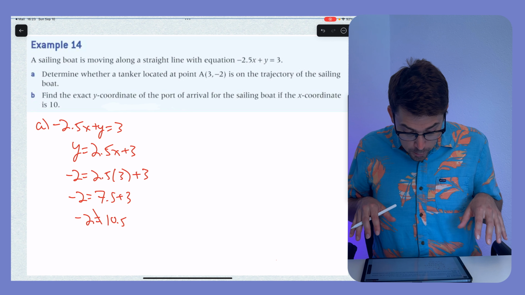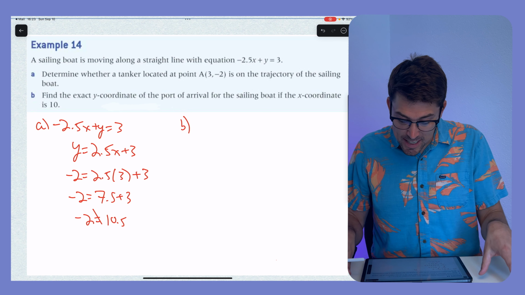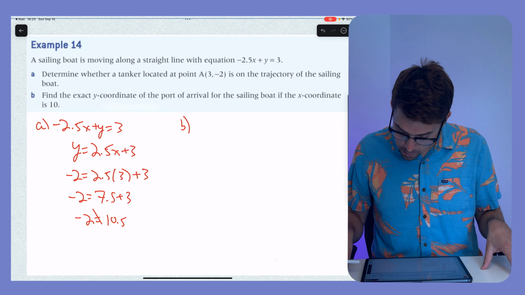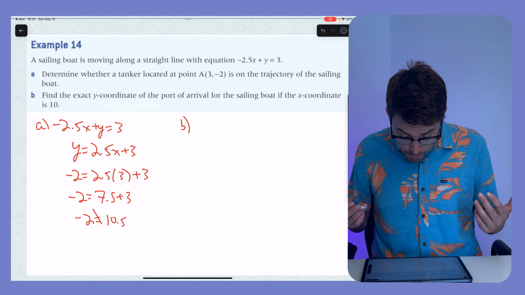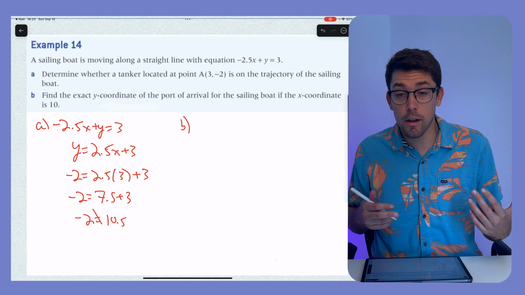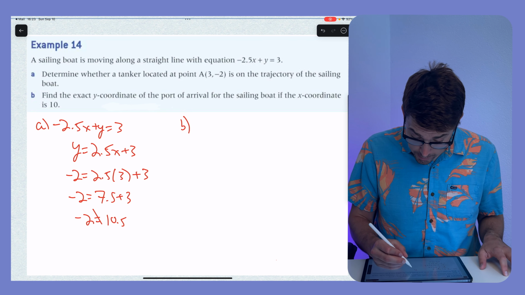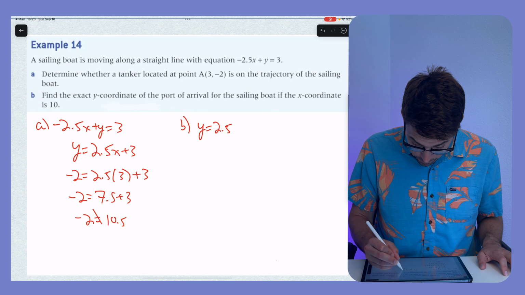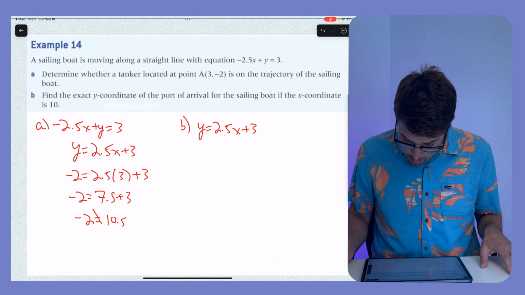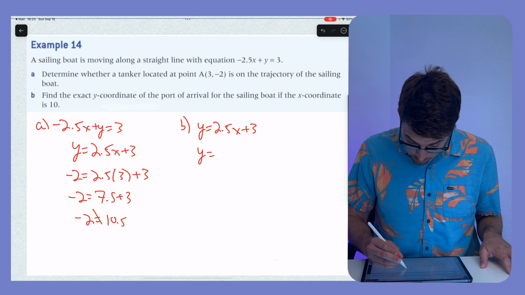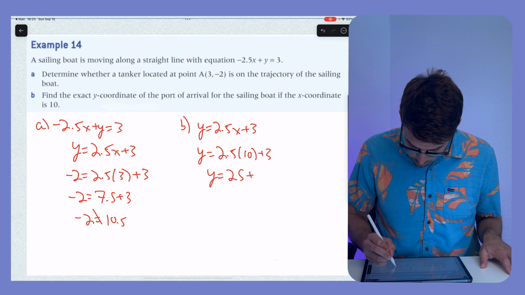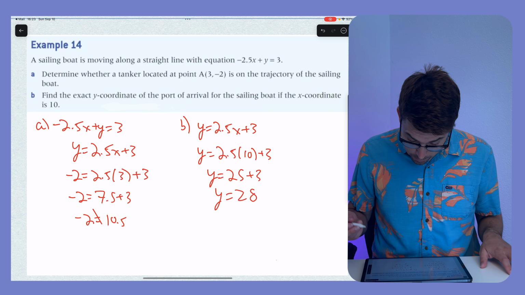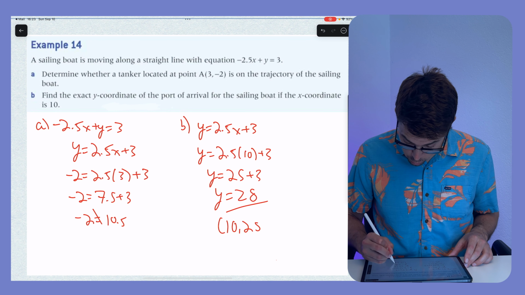We're good. So what part B is asking me for is to find the exact y coordinate of the port of arrival for the sailboat if the x coordinate of that port is 10. So very similar. Now I'm asking, hey, what's that y coordinate, instead of asking whether the two sides are equal to each other? So again, I have y is equal to 2.5x plus 3. And I know that the x coordinate is going to be 10. So y would be equal to 2.5 times 10 plus 3. Y would be equal to 25 plus 3. So y would be equal to 28. So that y coordinate is going to be 28. And to be specific, that port of arrival is going to be at the coordinates (10, 28) in this problem.